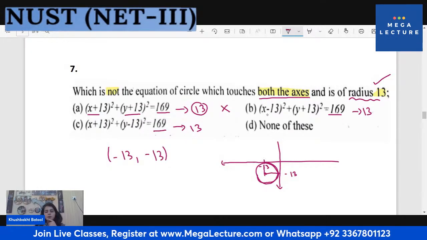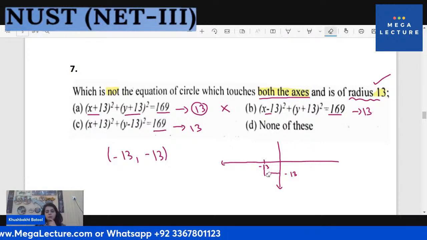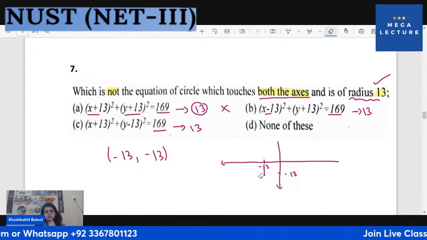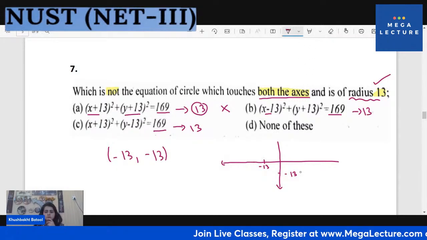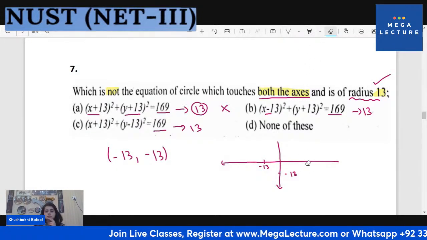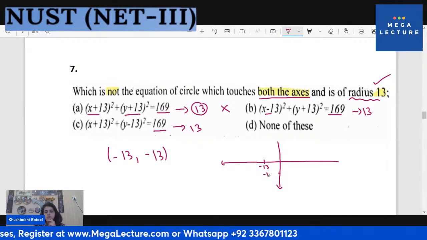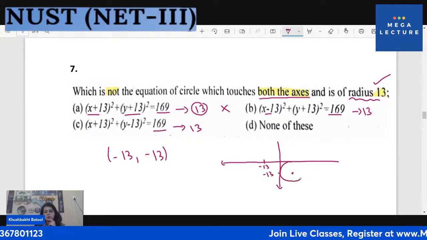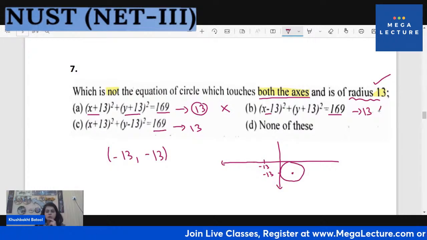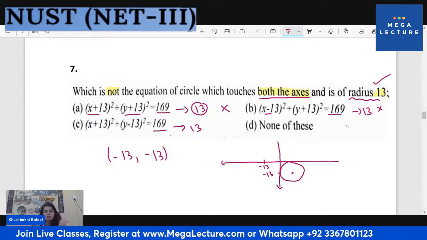Similarly, in case of B, the center is 13 and minus 13. So x is 13 and y is minus 13 would be somewhere here. And again, the radius would be 13. So this would be the circle. So this is not the answer because it has the radius 13 and it is touching the axes. So it is not satisfying the condition.